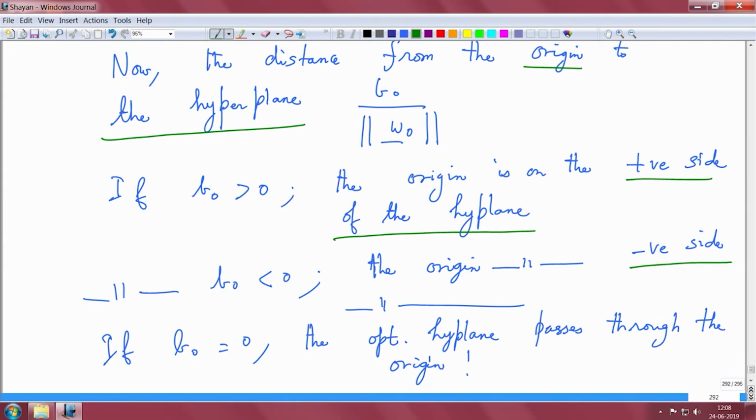And if b naught equals 0, then the optimum hyperplane passes through the origin. I said "hyperplane" here, so let us make the small typo correction. So, this is an important geometric view of this problem.